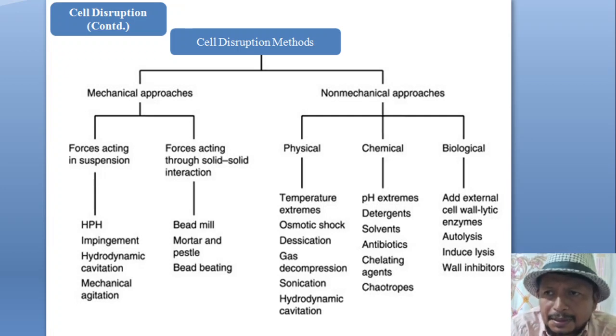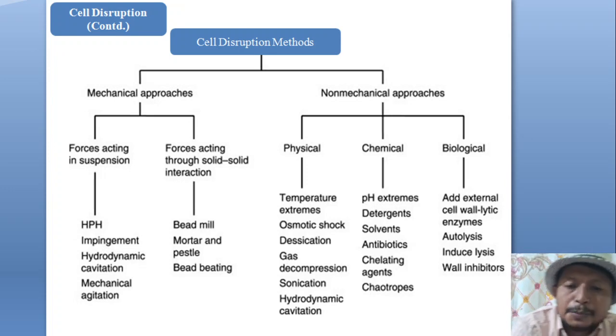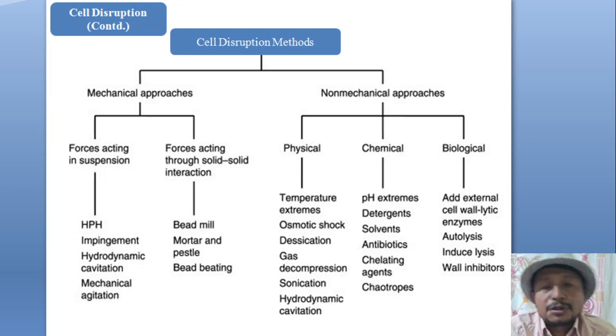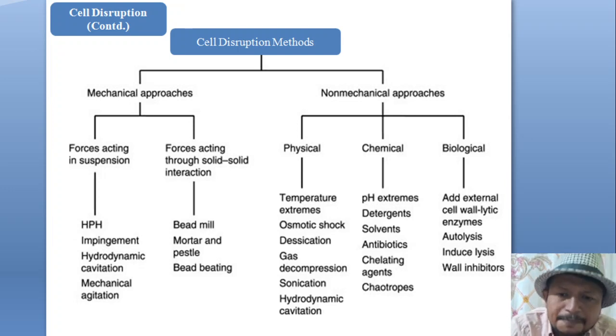So using the osmotic shock, we can break or reconicalize the cell. In chemical approaches, we can use pH extremes, detergents, solvents, antibiotics, chelating agents, and we can also use salt traps, right?